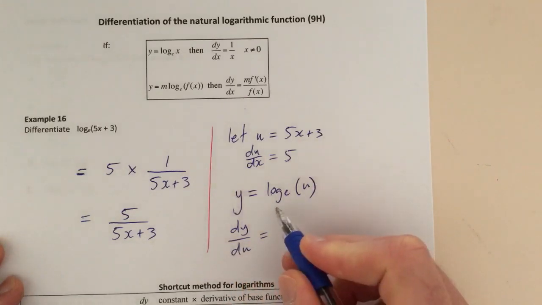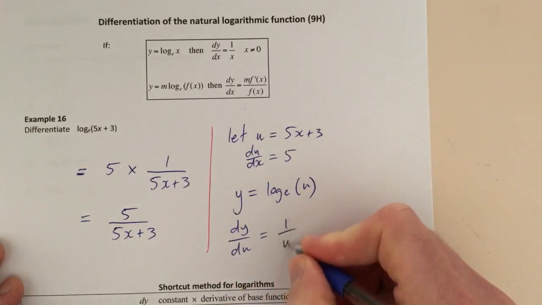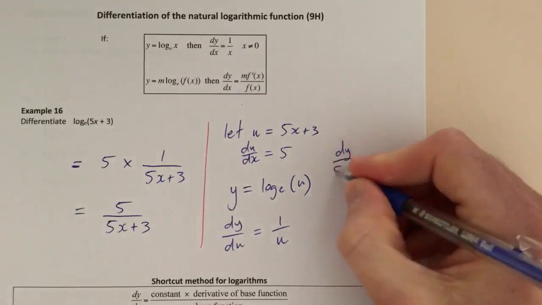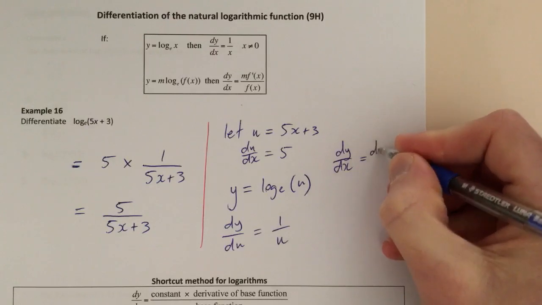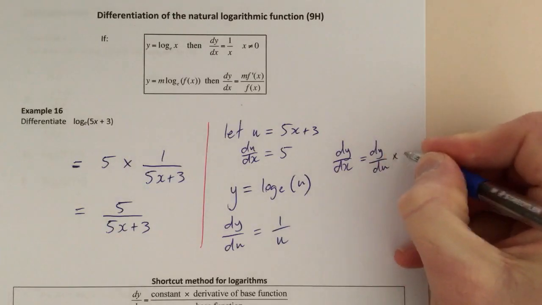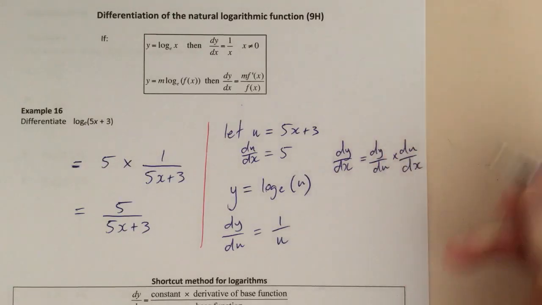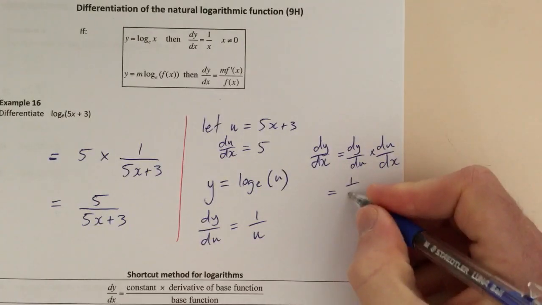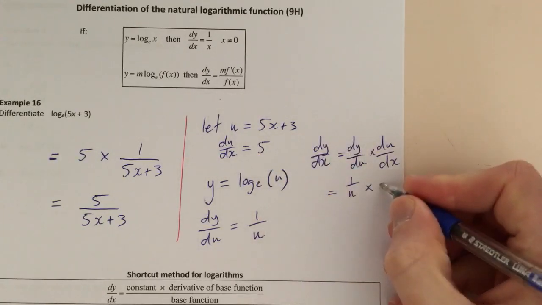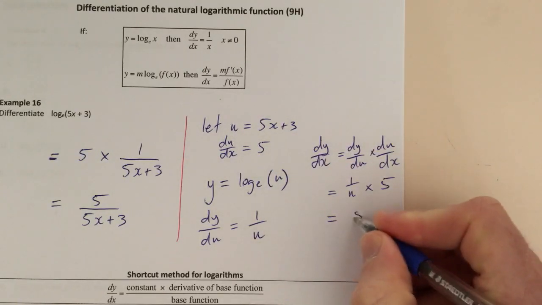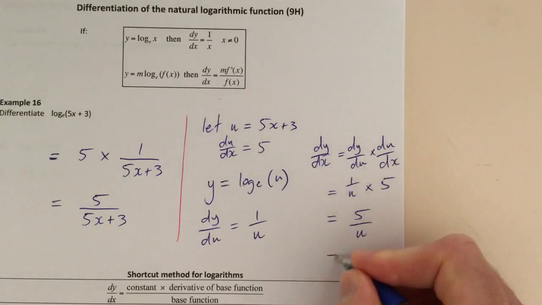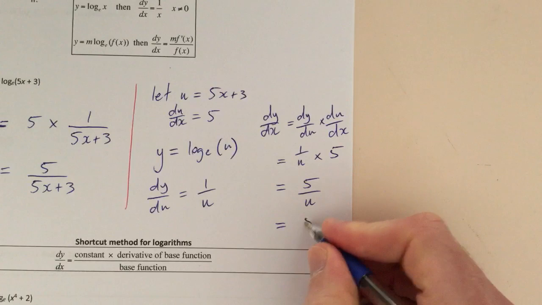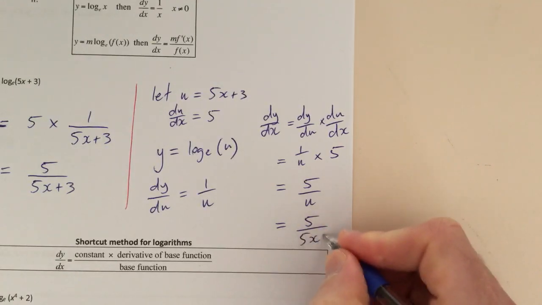du, so if we're differentiating log e of u, that's just going to be 1 over u, and then when we put that into our chain rule, which says dy dx equals dy du times du dx, well, that's just going to equal dy du, which is 1 over u, times du dx, which is 5, which gives us 5 over u. Sorry, running out of room and my handwriting's getting a bit messy. Gives us 5 over u, which was really 5 over 5x plus 3.